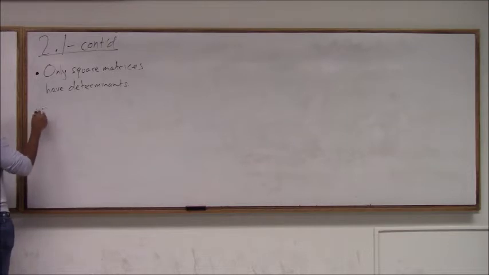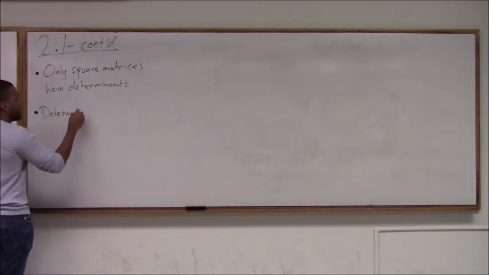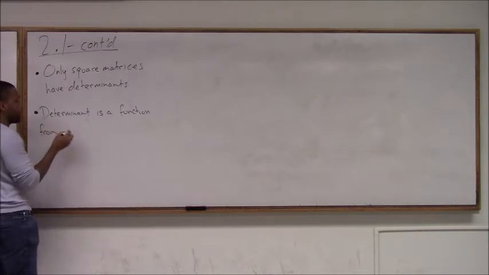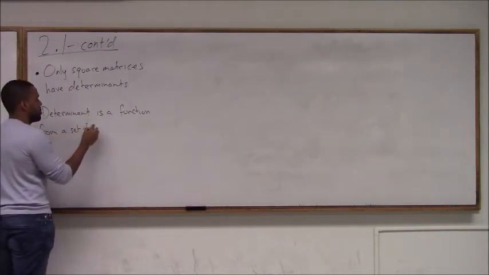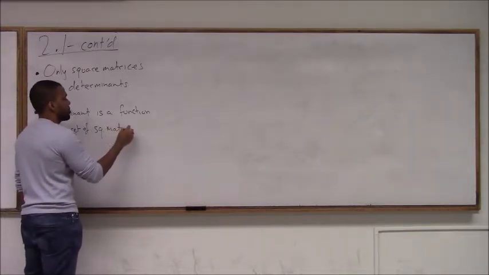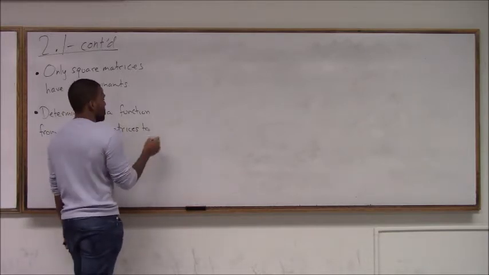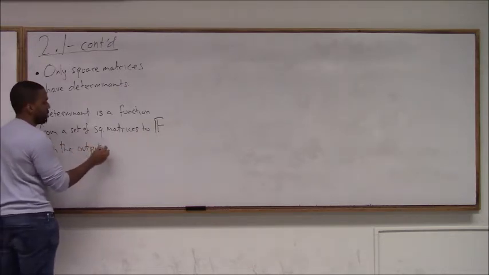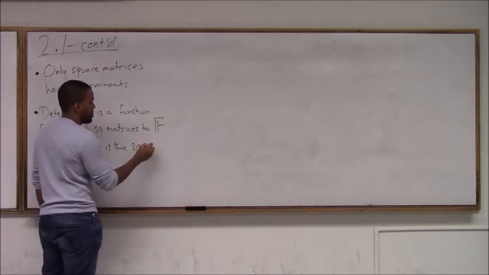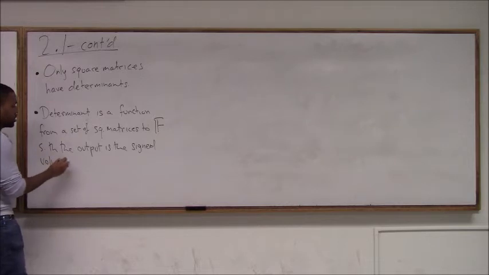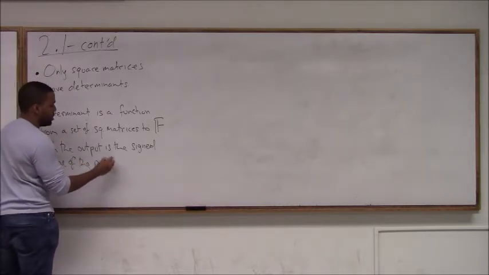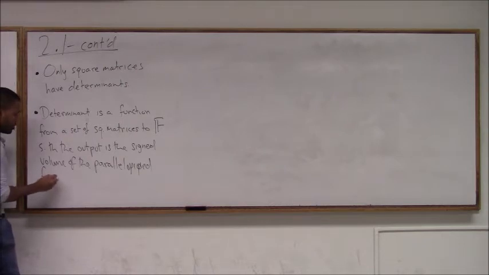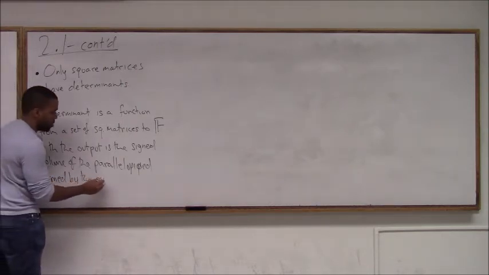So in fact, you can think of a determinant as a function from a set of square matrices to some field F such that the output is the signed volume of the parallelepiped formed by the row vectors.